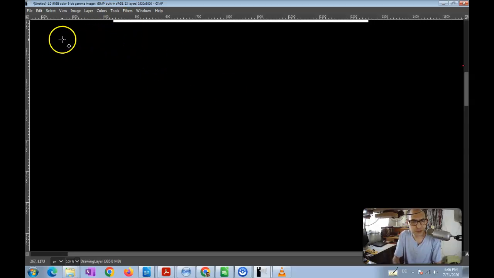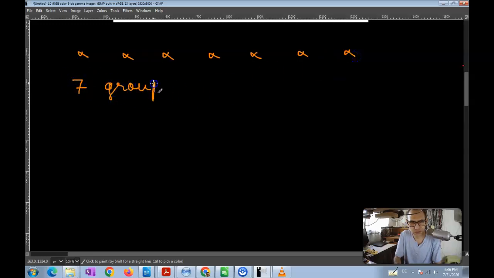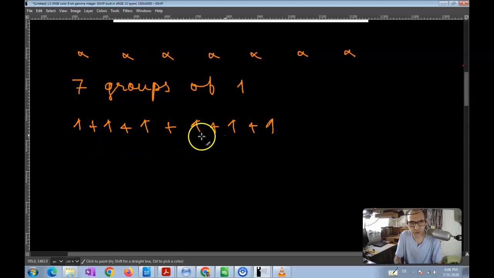Suppose that we had 7 groups of 1, for example. So that's 1, 2, 3, 4, 5, 6, and 7, right? That's 7 groups of 1, which means that the total number of objects would be 1 plus 1 plus 1 plus 1 plus 1 plus 1 plus 1. So that's 3 and 6 plus a 1 is equal to 7. That's 7 times 1. So 7 times 1 is equal to 7.